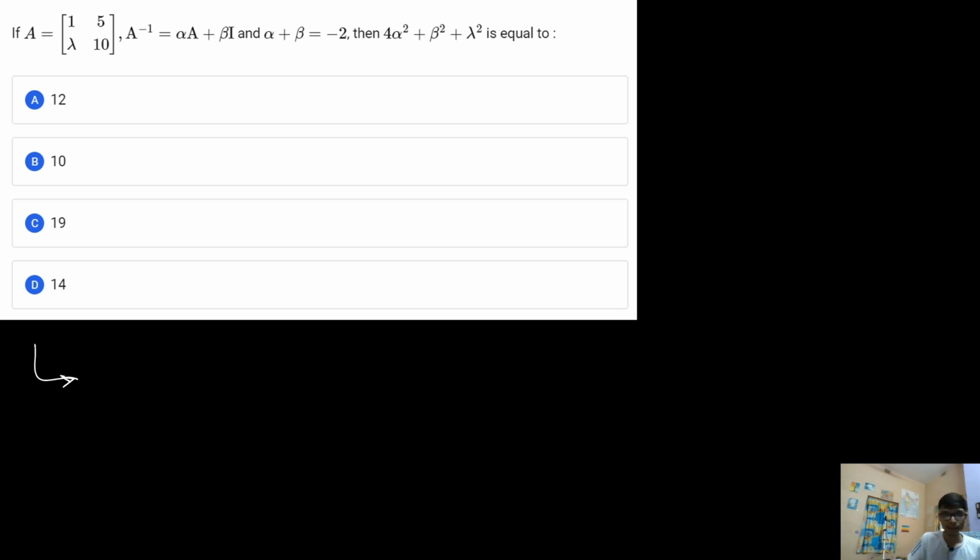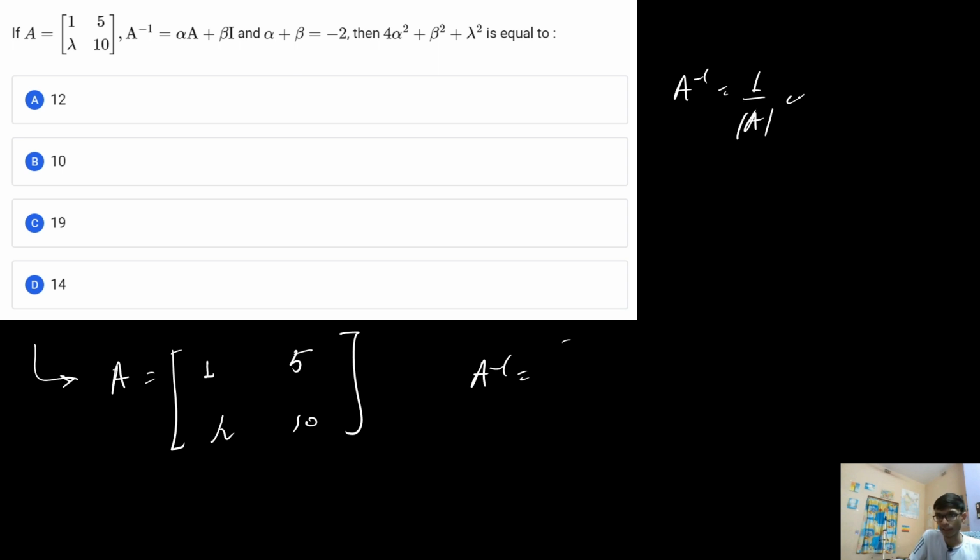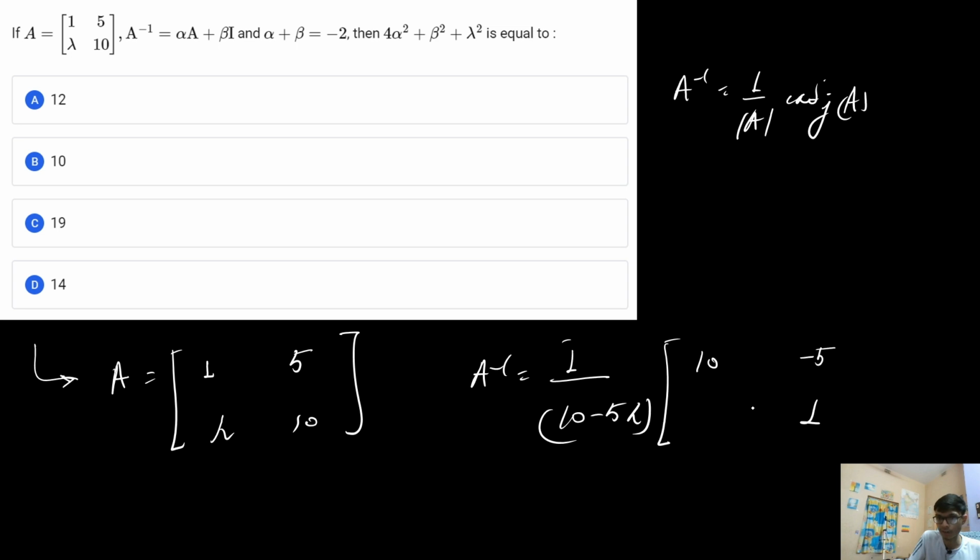Now if I actually solve in terms of getting the A inverse, the matrix A is given to us as 1, 5, lambda and 10, and I take the inverse of this particular matrix. The inverse is basically the adjoint divided by the determinant of A, and we know the shortcut for writing the adjoint of a 2 cross 2 matrix. The determinant value will be 10 minus 5 lambda, and the shortcut is to swap the diagonal elements and replace the non-diagonal elements with their negatives. So I get the inverse as this.